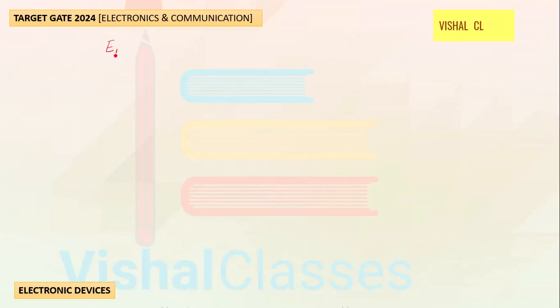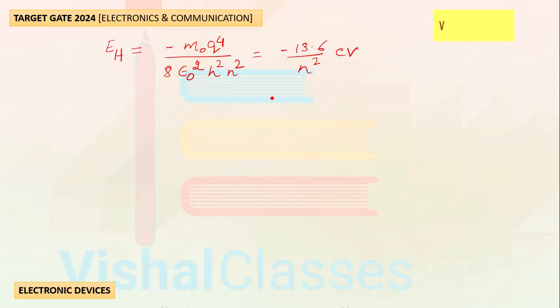Write one formula. The energy of a hydrogen atom is given by the formula m naught q to the power 4 upon 8 epsilon naught square h square n square. When you evaluate it, its value comes to minus 13.6 divided by n square electron volt.